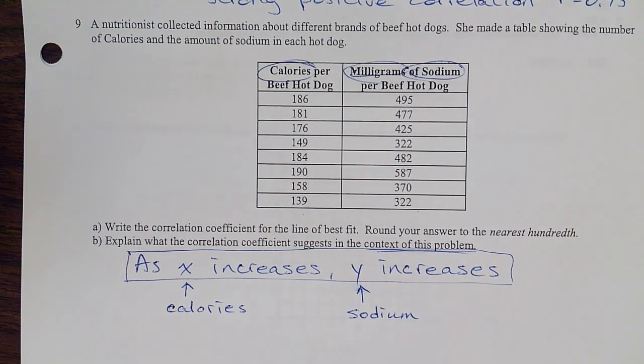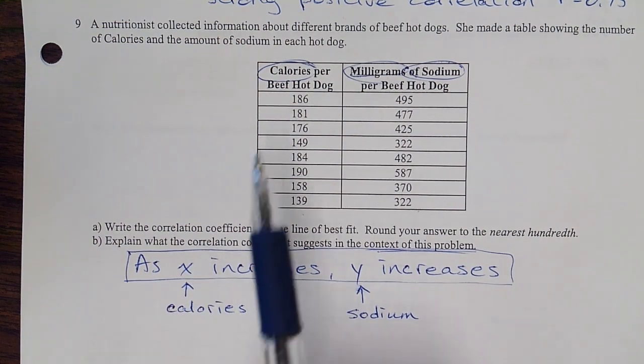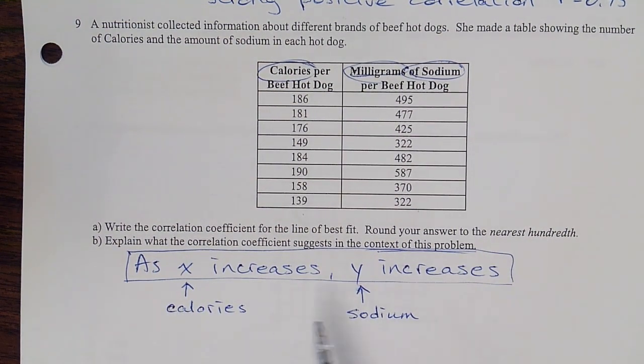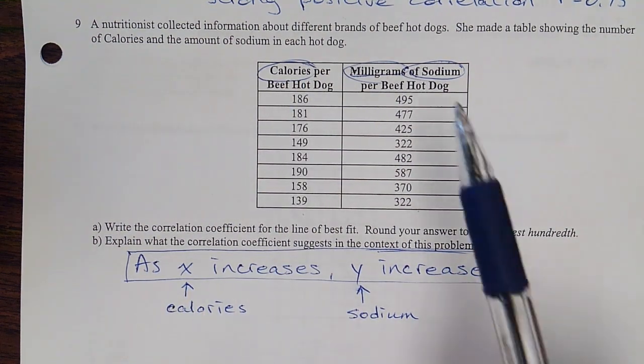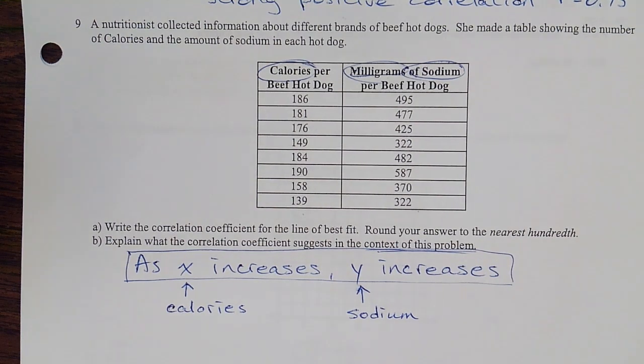Right? So whenever it asks you about the trend or the context of the problem, that's what you want to set up. This is like the outline, it's almost like fill in the blank. So as your x value increases, what happens to your y value? So as calories, which is your x, increase, sodium also increases. Okay. For some of these, you don't even need math. It's just common sense, what you think.